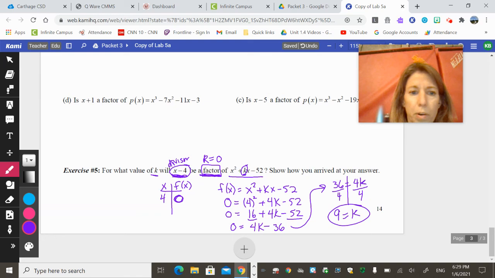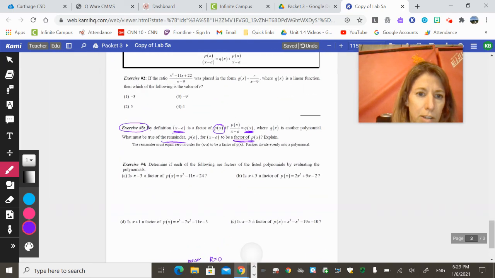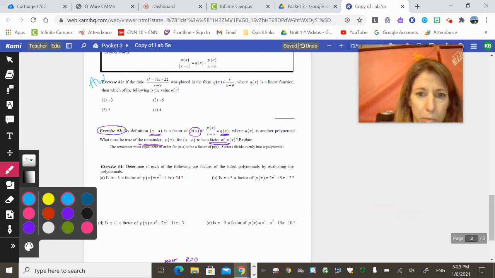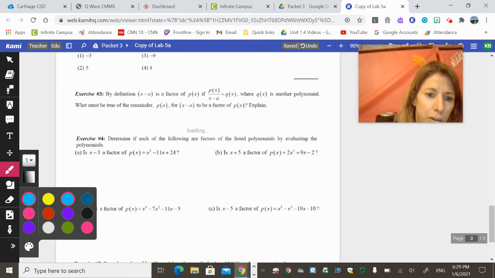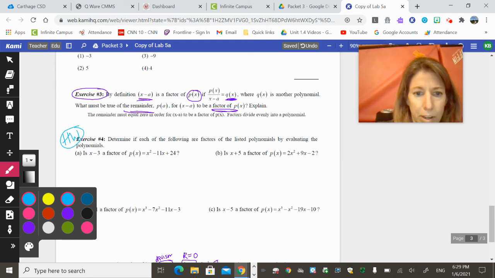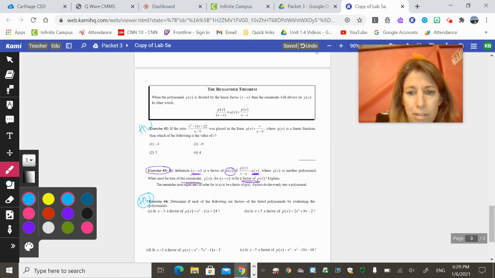Your homework for this section is just to do exercise 2. This is multiple choice. Make sure you're showing work for credit, and you're going to do all 4 pieces of exercise 4. These are all just practicing your remainder theorem. You can use your notes and have fun.